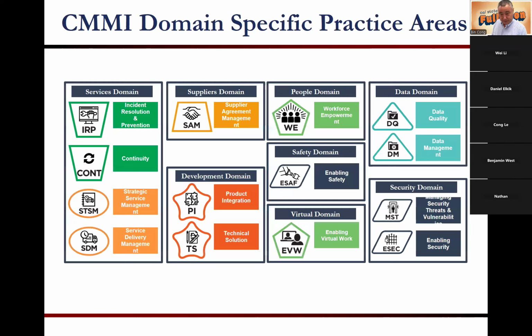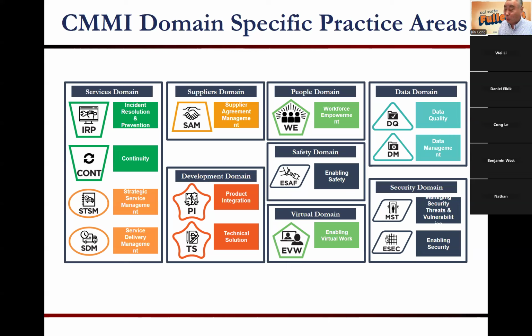Okay. And those are some of the PAs for different domains, right? For service, we have 4. You have 17 plus 4, you got a service domain. Supply, we only have SAM 1. So 17 plus SAM, you got a supply. Development, same PIs, product integration, technical solution, with 17, 19. That's what most people use, right?